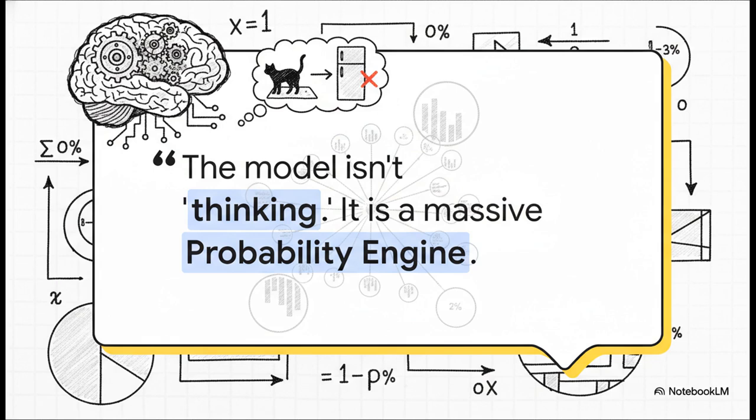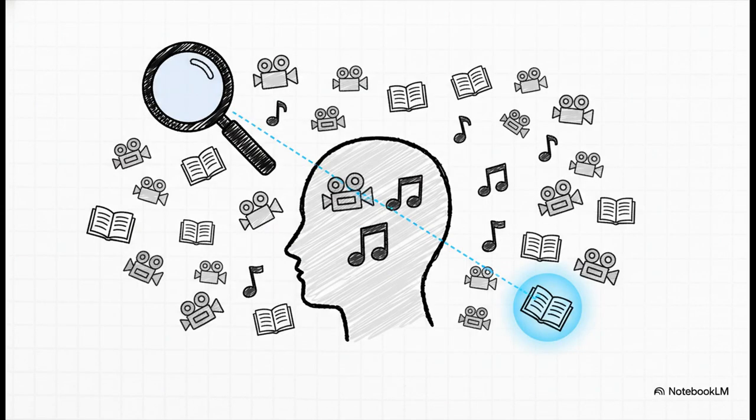Okay, this is so important to get. When you type "the cat sat on the..." the AI isn't picturing a cat. It's not thinking at all. It's just a massive probability engine. It looks at all the text it's ever been trained on and calculates the odds for what word comes next. "Mat" might have an 85% chance. "Refrigerator" might have a 0.001% chance. All of its so-called creativity is really just it picking from that list of possibilities. It's all just math.